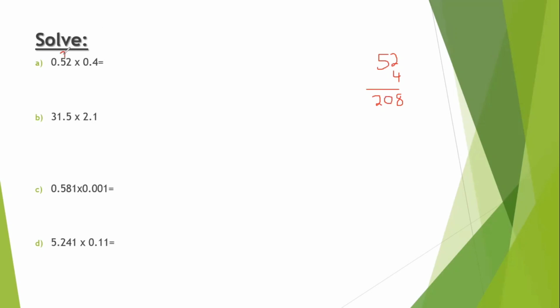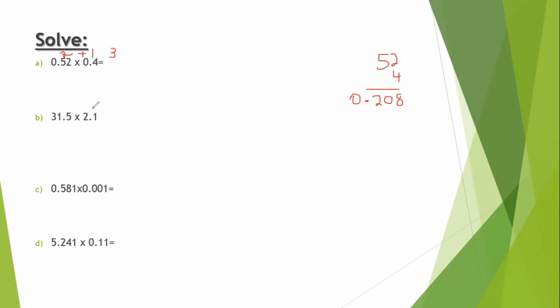Now, let's return the decimal point. It was after 2 digits in the decimal, and here 1 digit. 2 plus 1 equals 3. So I want 3 digits in the decimal places. I count from the right side 1, 2, 3 and put the decimal point. Then I put a 0 here to be 0.208.